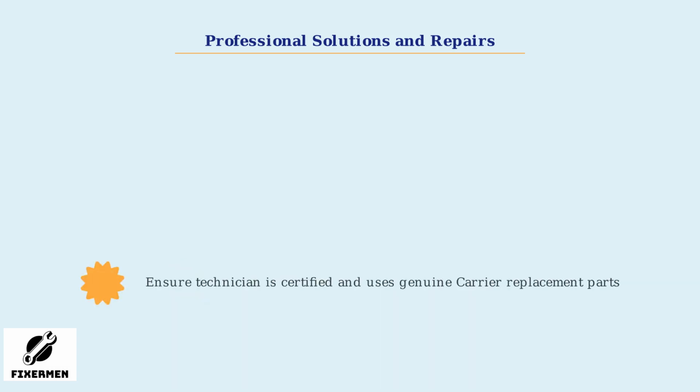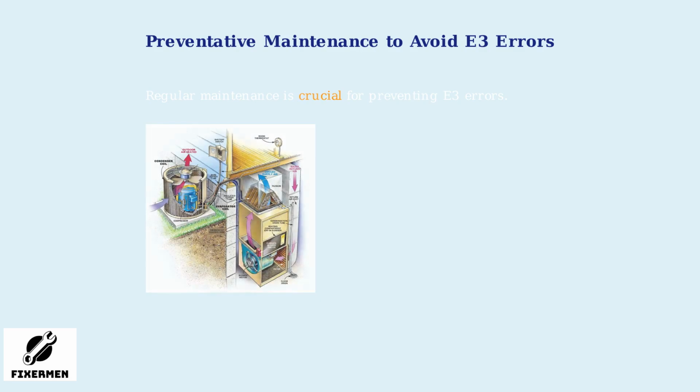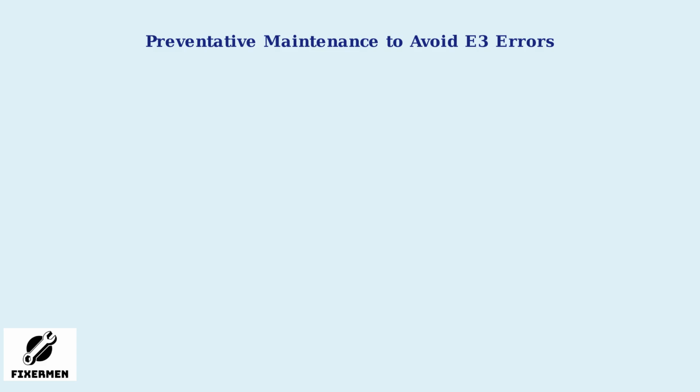For the best results and warranty protection, always choose a certified technician who uses authentic carrier replacement parts. This ensures proper installation and compatibility with your system. Regular maintenance is crucial for preventing E3 errors. Schedule biannual professional checkups, including coil cleaning, refrigerant level checks, and electrical connection inspections.